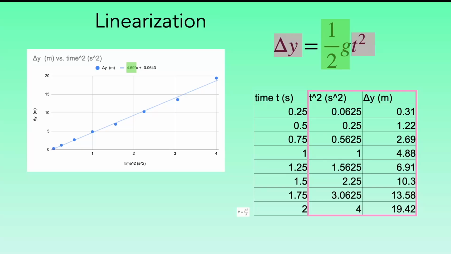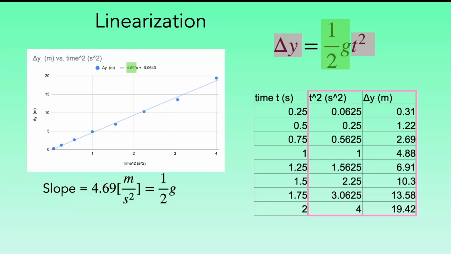So if you label that graph with the equation, it says 4.69x minus 0.0643. That's just a y-intercept, basically because the data is not perfect. Doesn't perfectly go through 0. So 4.69 is the delta y divided by the time squared.